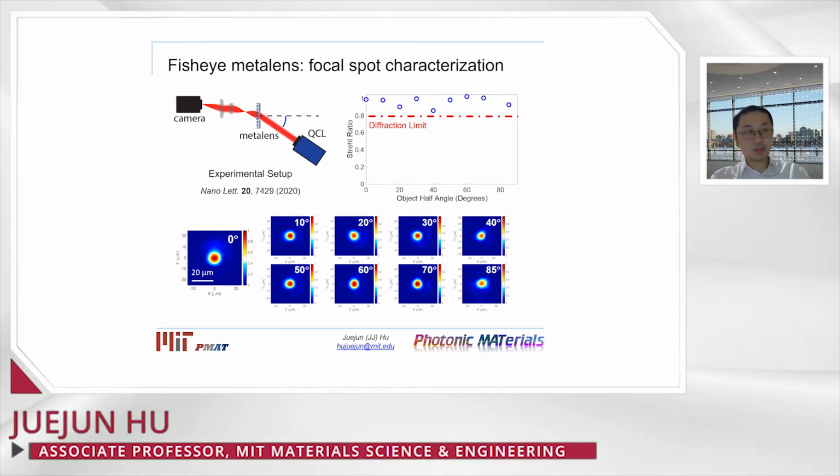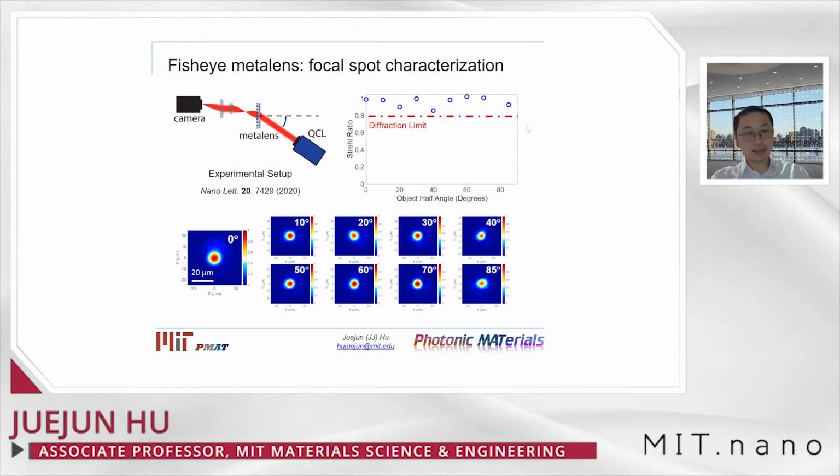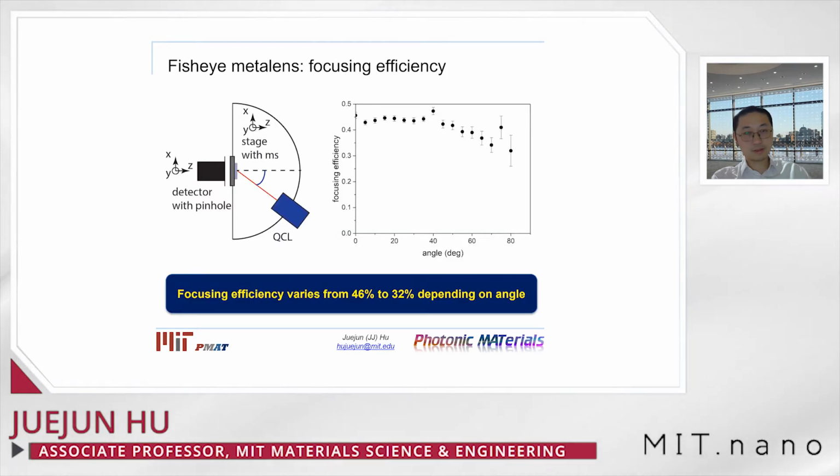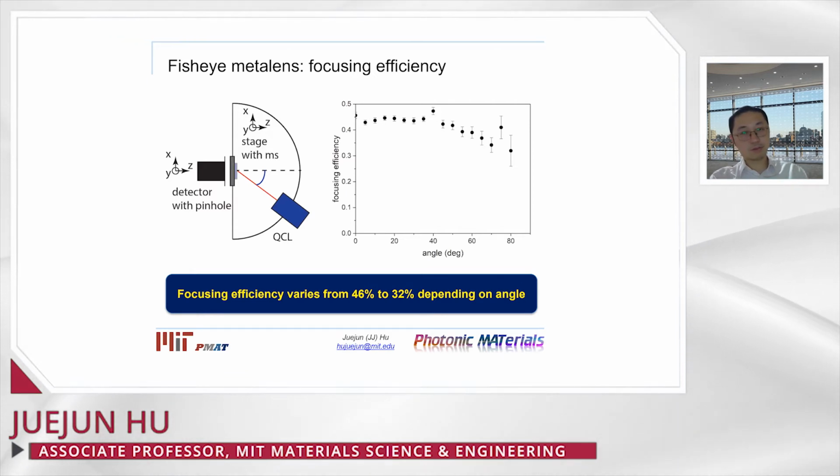Once the lens is fabricated, we then proceed to characterize its optical performance. So in this slide, I'm showing you the measured profile of the focal spot at different incident angles, up to 85 degrees. The quantitative measurement has shown that the Strehl ratio of the lens is consistently above 0.8, which is in excellent agreement with our design, and also indicates that our lens can actually achieve diffraction limited focusing performance covering an entire 170-degree field of view. We also measured the focusing efficiency of the lens, and the experimental results show that the lens has a focusing efficiency of around 40% across the field of view, which is lower compared to the theoretical value of 75%, but it can be further improved with reduced fabrication error.